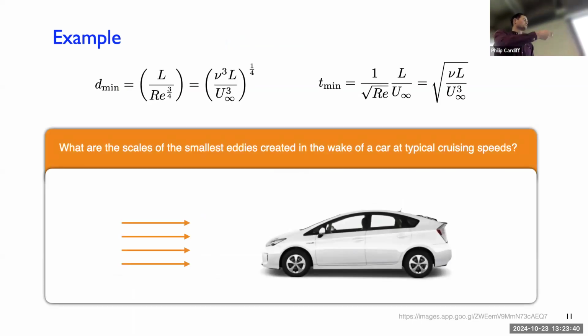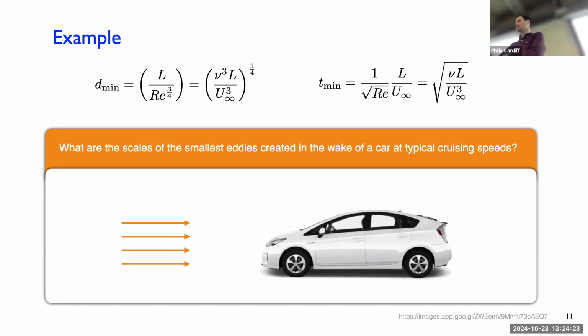So for example, if I give you these formulas and I show you here's a Prius, and I ask, what are the scales of the smallest eddies created in the wake of a car driving at typical cruising speeds? I'm not going to get you to calculate this now. I assume you can use the formula, but I plugged in the numbers and you can double check this. If you assume it's driving 100 kilometers per hour, that's around 30 meters per second. The kinematic viscosity there is 2e-5 meters squared per second. The length of my car might be 2 meters approximately. This is an approximation, it doesn't have to be exact. Take the quarter root of it. That will come out on the order of maybe 10 microns or something like that.